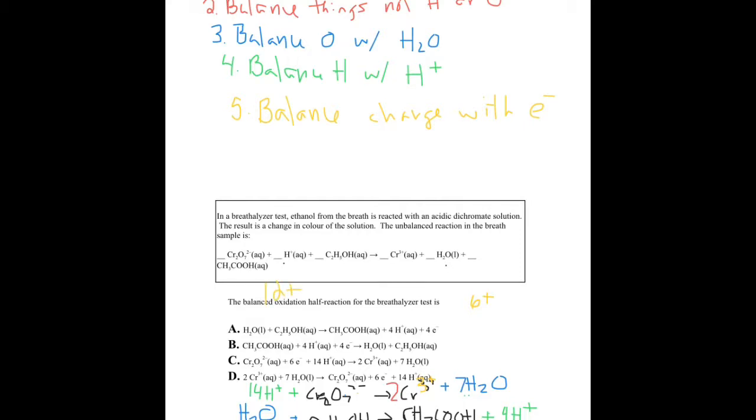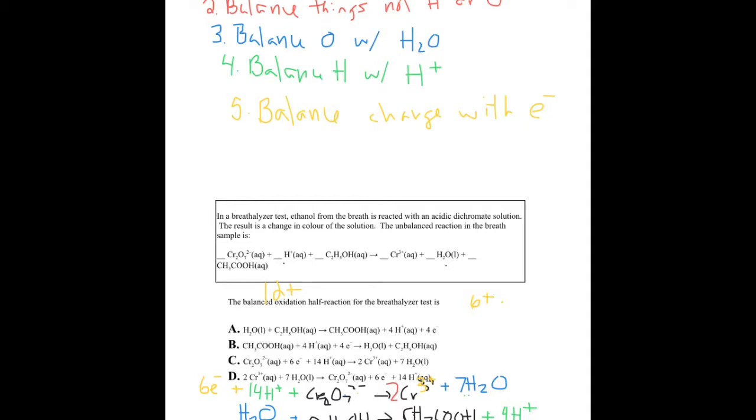So I need those charges to balance, and I can only add electrons. So I'm not going to touch this lower side, but on this 12 plus side, I am going to add 6 electrons, because now my total charge on the left-hand side is +6. So by adding those 6 electrons, I now have a +6 charge on both sides. That one's balanced. I balance the charge with electrons.